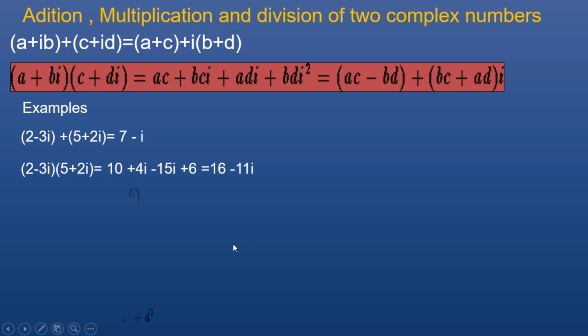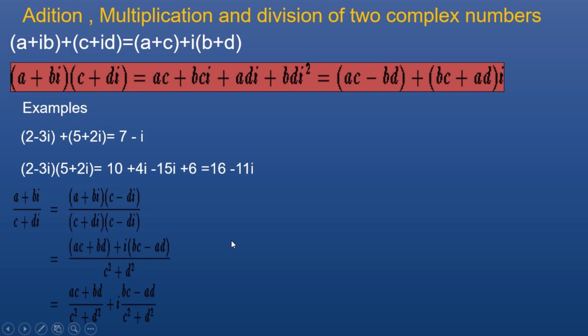Division. When we divide two complex numbers, we have to multiply the denominator by its conjugate. The conjugate of c plus di is c minus di, to get a real number in the denominator. So a plus bi over c plus di equals (ac plus bd) over (c squared plus d squared) plus i(bc minus ad) over (c squared plus d squared).